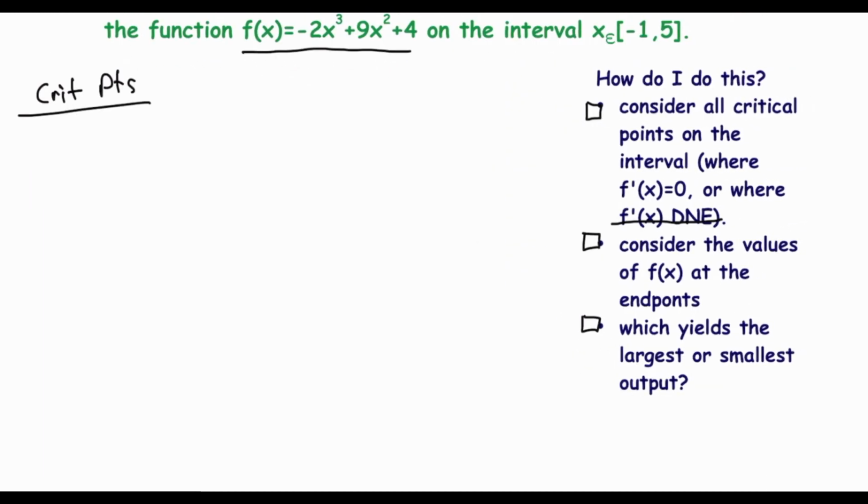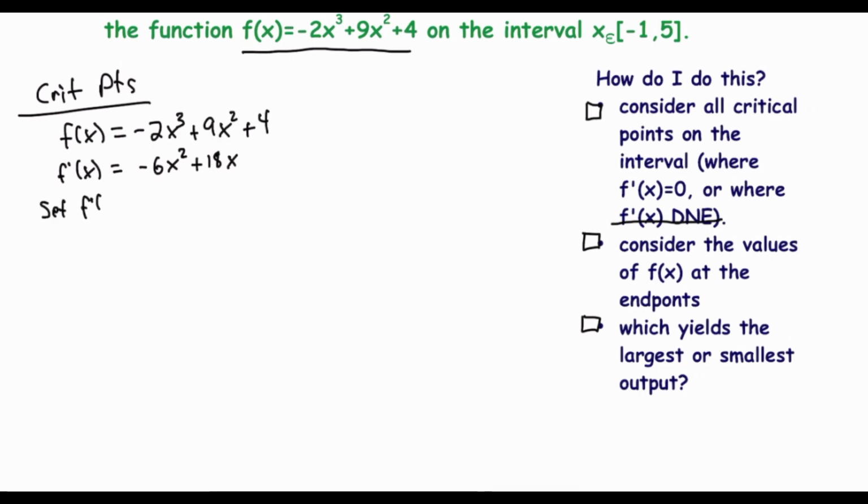And we're going to find the derivative and set it equal to 0, but I like to rewrite the original function first. So f of x equals negative 2x cubed plus 9x squared plus 4. Let's find our derivative. Nice and easy this time. We don't need chain rule or anything. Negative 6x squared plus 18x. And we are going to set our derivative, f prime of x, equal to 0.